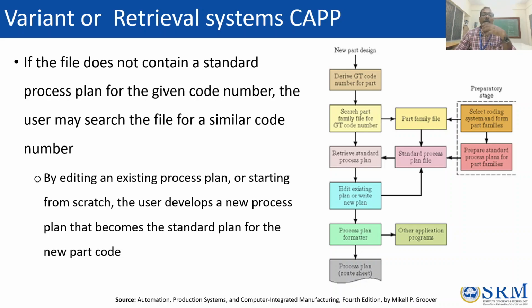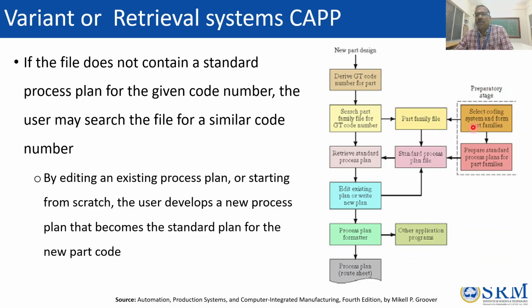Okay. If nothing is there, we need to do that new, and we should store that in the database so that in future we can reuse it. So this is mainly for computer aided process planning of retrieval type. Here it clearly says new part design comes. We need to derive the GT, group technology code number for the part, meaning we need to give some code for the new part. Then we need to search the part family for the GT code number which we assigned.